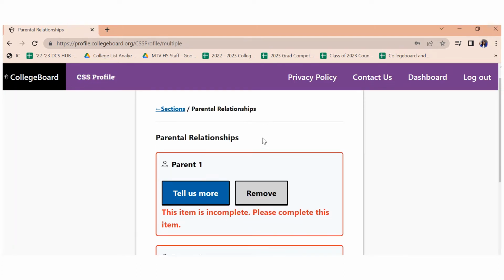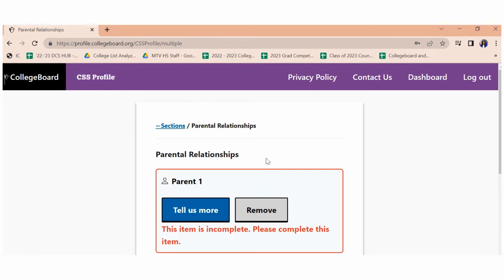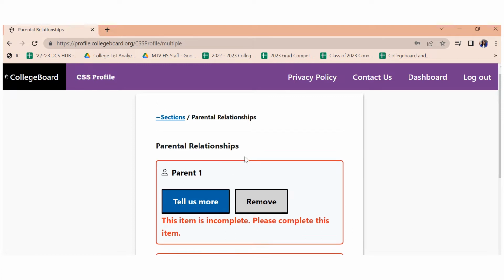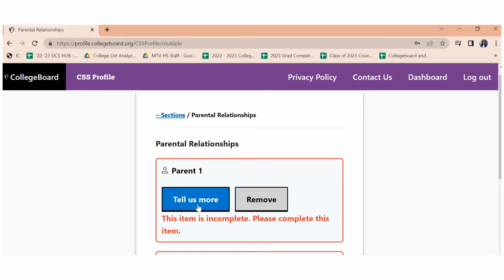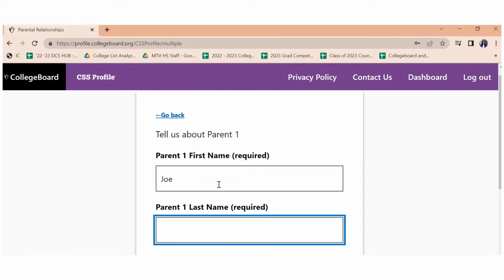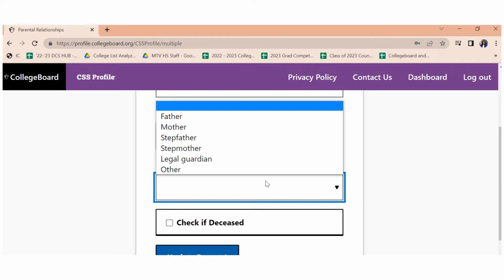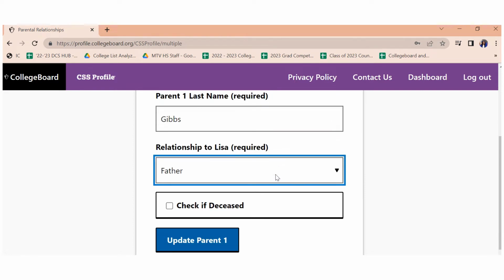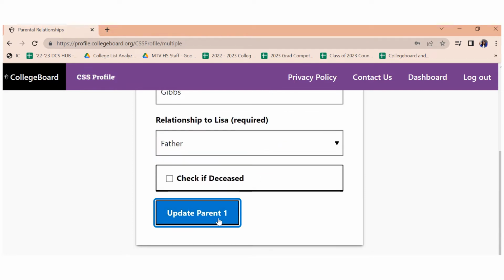And so parental relationships, parent 1, this should be the parent that you used on FAFSA to complete FAFSA. So the parent that you indicated as your parent on FAFSA, that is who you should use for parent 1. So we will click on parent 1, tell us more. You will put in your parent's first and last name, their relationship, so whether that's your father, mother, legal guardian, and you will click Continue for parent 1.